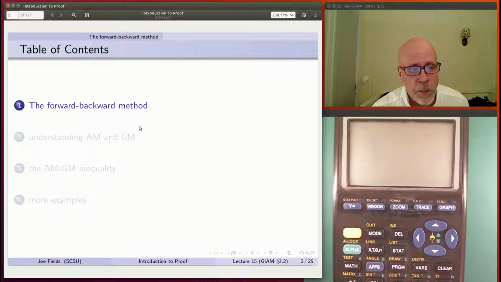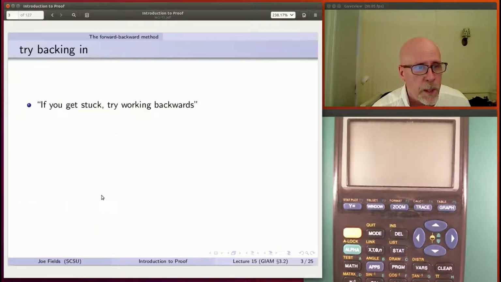The example we're going to spend most of our time on is a thing called the arithmetic mean geometric mean inequality. People just say AM/GM. So first we're going to spend a little time helping you to understand what AM and GM are, and then we'll actually prove the AM/GM inequality, and then we'll show a couple more examples of using this forward-backward idea to find yourself a proof.